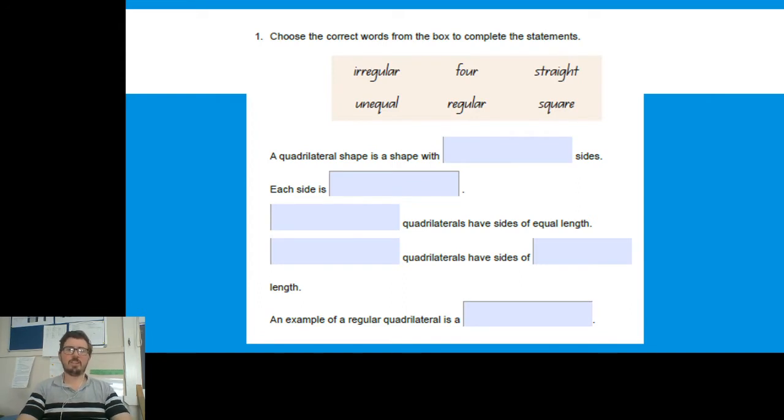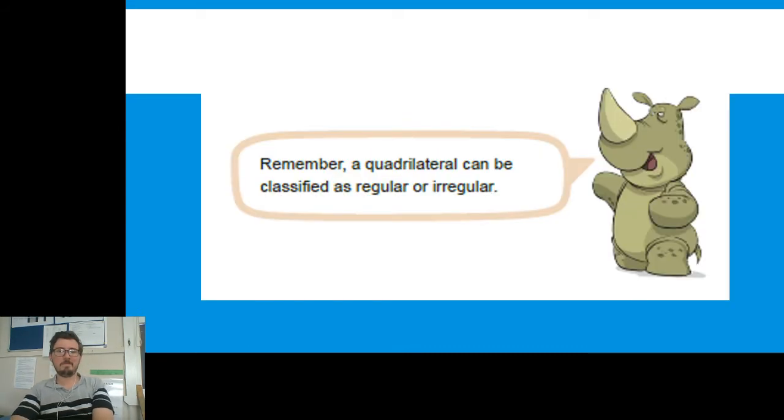First of all, a bit of a refresher. You need to use the words in the yellow box there and put them into the blank spaces. So pause the video and have a go at that. It'll be number 1 on your worksheet. Remember, a quadrilateral can be classified as regular or irregular. Quad means 4, so a quadrilateral is just a 4-sided shape. It can be regular like a square or a rectangle, or it can be irregular like a rhombus.